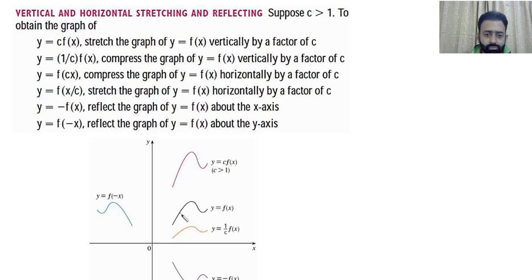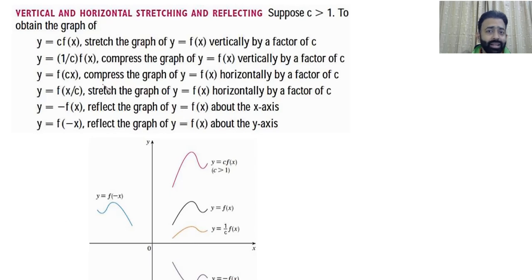And the second is (1 by c) f(x). It compresses the graph of y equal to f(x) vertically by a factor of c. So this graph has now been compressed like this, if you are dividing the given function by a positive constant greater than 1. Then f(cx) is compression and stretching along the x-axis. So it is cx, obviously c is greater than 1, so this is the compression.